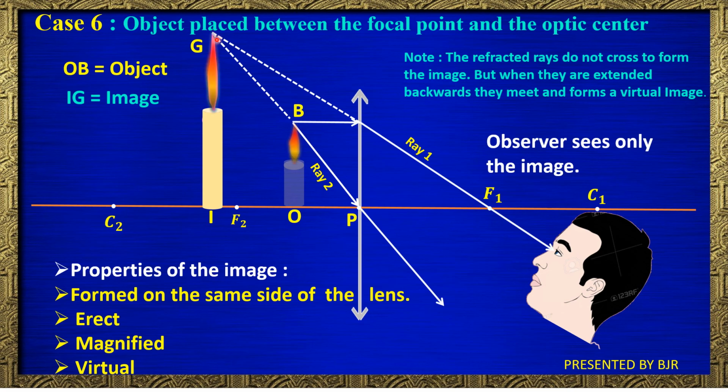Okay, so these are the ray diagrams for a convex lens in 6 possible cases. And in the next coming video I am going to show you the ray diagrams for concave lens. Okay, thank you.